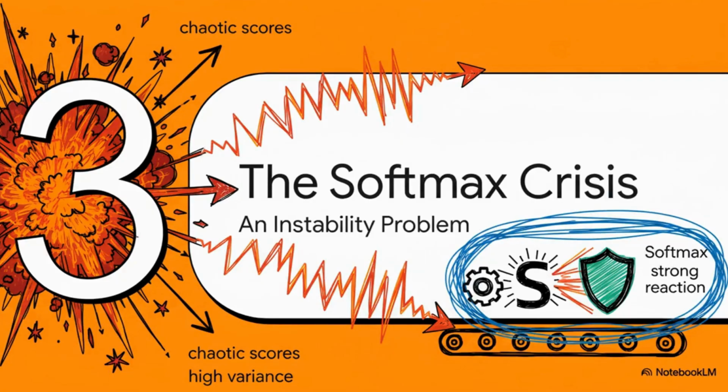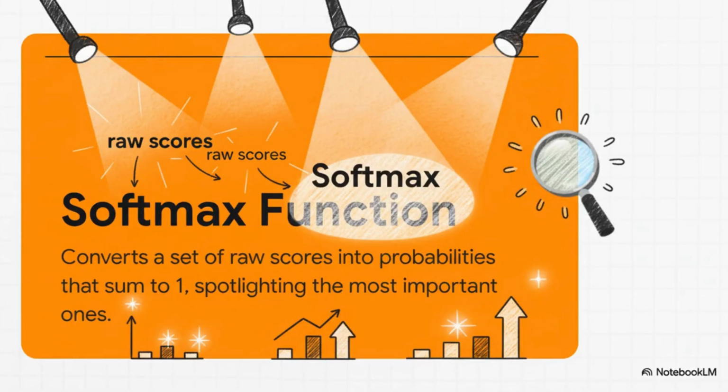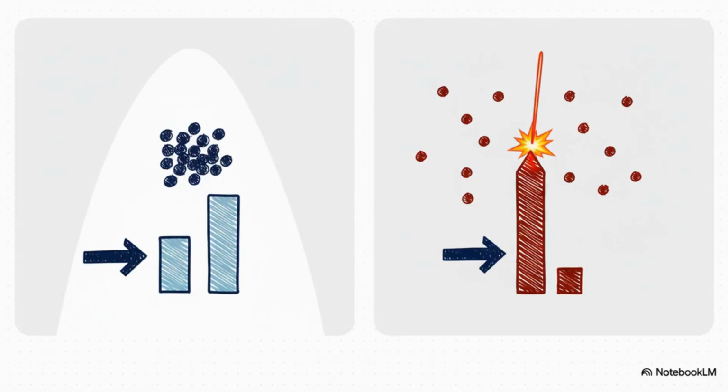So, what happens next? This is where that exploding variance causes a catastrophic chain reaction. All those chaotic, spread-out scores get fed into the next piece of the puzzle, a function called Softmax. And Softmax, it does not like high variance at all. The job of Softmax is pretty simple, really. It takes all those raw scores and turns them into nice, clean probabilities that all add up to 1. You can think of it like a stage manager with a spotlight. Its job is to find the most important word and shine a bright light on it. But how it behaves depends entirely on the input it gets. And here's the crisis.